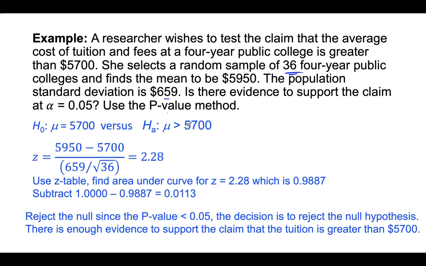So we want to see, rereading the question again. Okay, so a researcher wishes to test the claim that the average cost is greater than, so there's the keyword, greater than 5,700. So we assume the null hypothesis is equal to 5,700 versus the alternative that it's greater than 5,700. We compute the test statistic, which is 2.28, and we can compute this area under the curve at z equals 2.28.